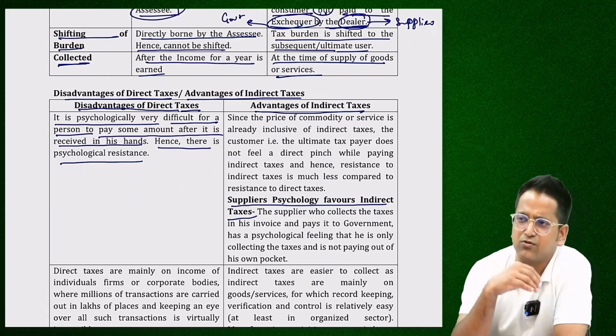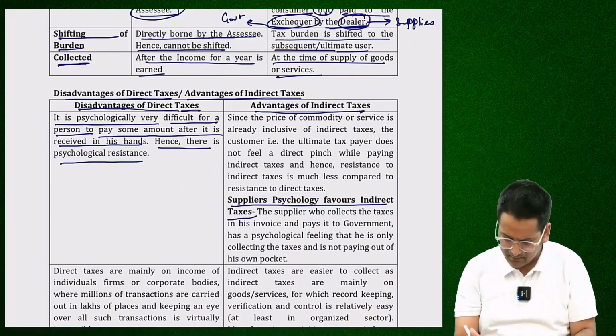Suppose you bought a shirt, so you pay the taxes. Within the price of the shirt you have purchased for 2000 rupees, it includes the taxes on it. So, when you bought the shirt for 2000 rupees, you paid 2000 rupees to the supplier. You don't feel any pain because your price of shirt is 2000. You don't care how much tax is included in it.